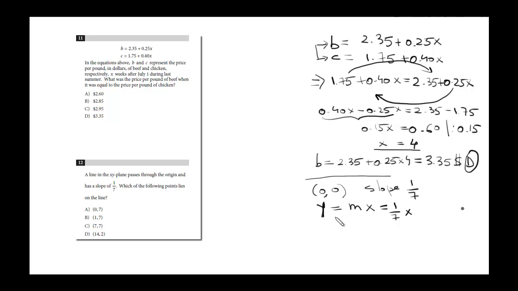Answer A, y is 7, x is 0. 7 is not 1/7 of 0. Answer B, y is 7, x is 1. 7 is not 1/7 of 1. Answer C, y is 7, x is 7. 7 is not 1/7 of 7. And answer D, 2 is 1/7 of 14, true. So the correct answer is 14 and 2. That is answer D.